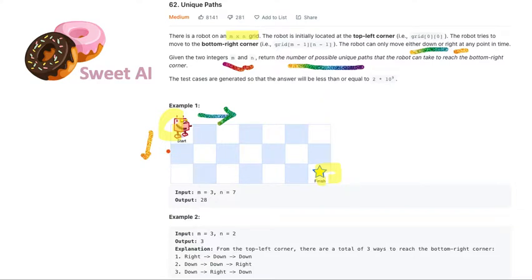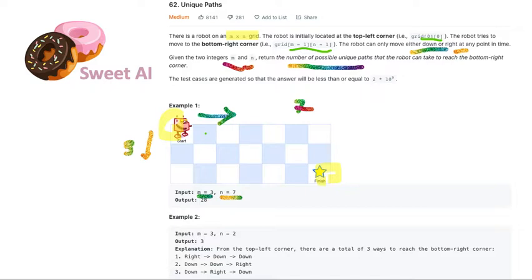So the question is saying, okay, a grid is given to us, which is going to be only two numbers, M by N. We have a 3 by 7 grid here in this example, and we should find out the number of unique paths that we can take from index 0 by 0 to index m minus 1, n minus 1. So we should find the number of possible paths that we can take.